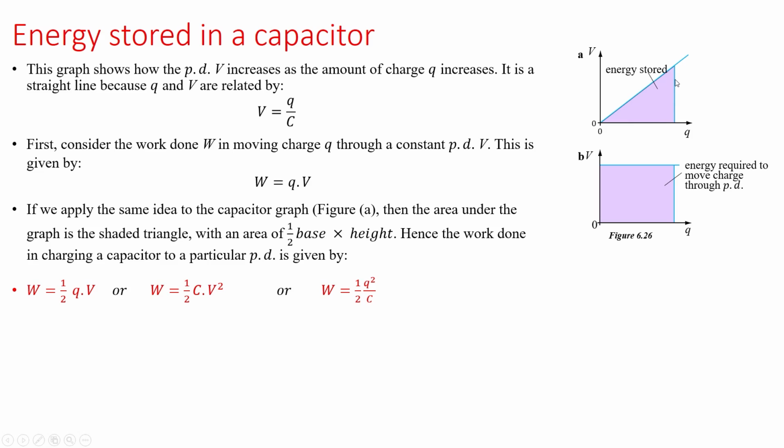So work is equal to the area of this right angle triangle, and we know the area of a right angle triangle is equal to 1/2 base, which is charge, multiplied by height, that is voltage. Okay, so this is the basic formula. From this basic formula we can also derive this equation and this equation. Now we will discuss how we are going to derive this.